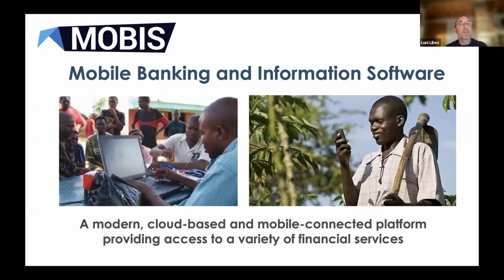We call it MOBIS, the Mobile Banking and Information Software. And what it is, is just a modern version of saving and credit, right, in the cloud. And we provide this to the SACCOs to run their system in the cloud. And then it's also connected to the mobile phones so that the farmers now have access to their account on a mobile phone.